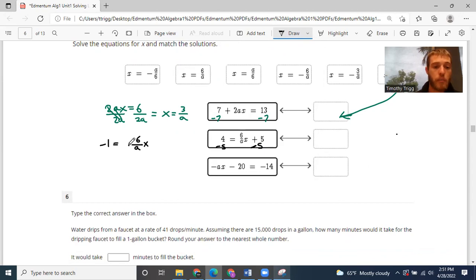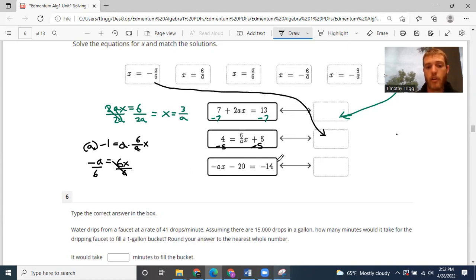Then what we could do is multiply both sides by a. Multiply by a, giving us -a over here on the left. These a's cancel on the right, equals 6x. Divide by 6 on both sides to get x by itself. So -a over 6. Okay, see if you can do the last one on your own. That one's the easiest one, I think.